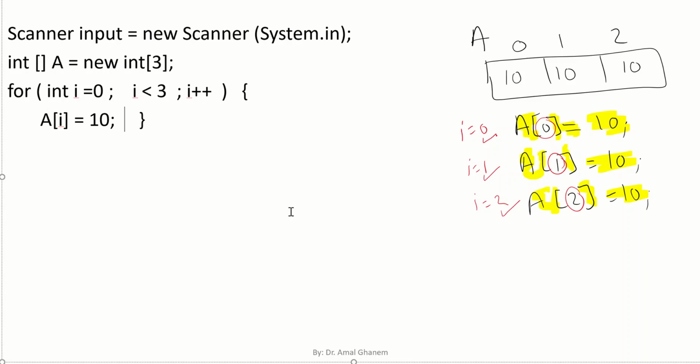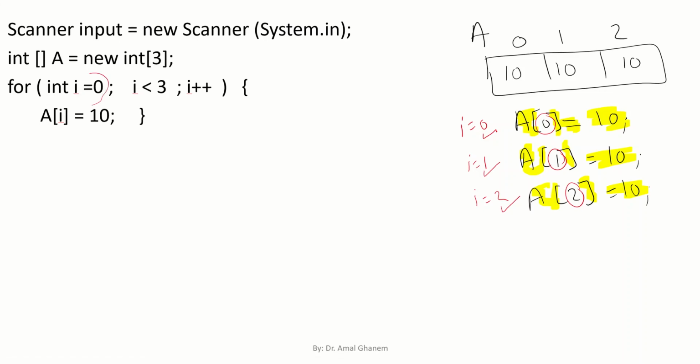So I will start from the beginning. i equals 0, so i will be 0. This is the starting point. 0 less than 3, true. What I have to do is say a[i] equals 10. A[i], so a, what is the current value of i? It is 0, equals 10. It means I will have this statement.